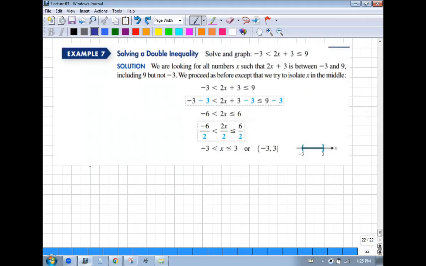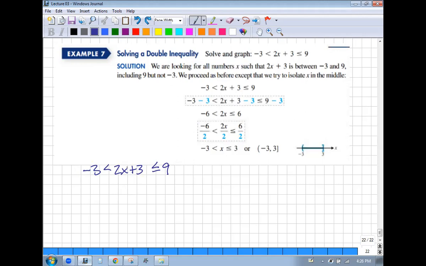Let's write this down. Minus 3 less than 2x plus 3 less than or equal to 9. If I was looking at this, I might solve them separately. I might do this separate from this, because that's what they're really saying, right? But I guess we could work with this just like before: whatever we do to one side, we have to do to the other. As long as we do it to all three sides here, we can do that, right?